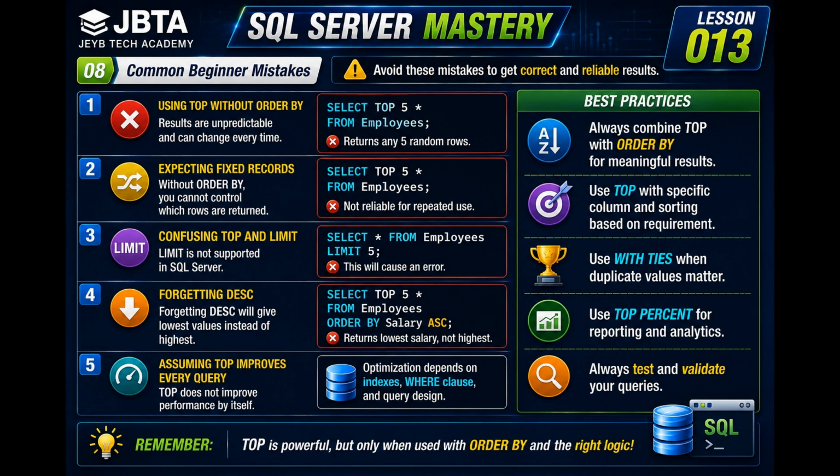Finally, remember this simple best practice. If you need a fixed number of meaningful rows, combine the top clause with the order by clause. If you need a percentage of rows, use top %. If multiple rows share the same ranking, use with ties. Choosing the correct option will help you write SQL queries that are accurate, efficient, and easy to understand. In the next slide, we'll apply everything you've learned today to real-world business scenarios and see how the top clause is used in professional SQL development.